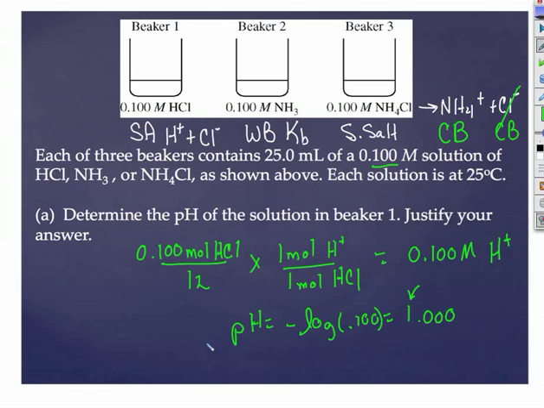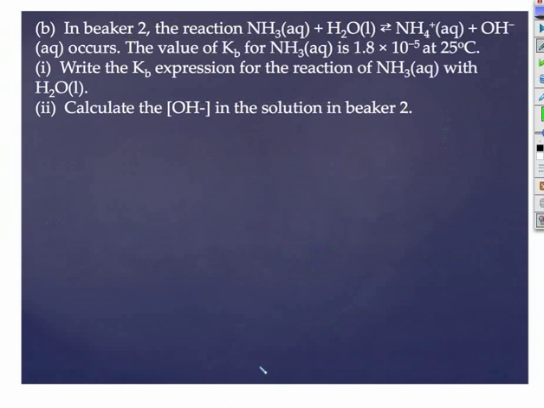Now let's go on. Hopefully that was pretty straightforward for you. That's a 1-pointer. So if you think carefully. Now look, it even gives us the reaction in B, so you're not tempted to be making weird reactions. We're given the Kb value. You might want to underline or list your givens. The only reason you're told it's at 25 degrees Celsius is because K values change with temperature.